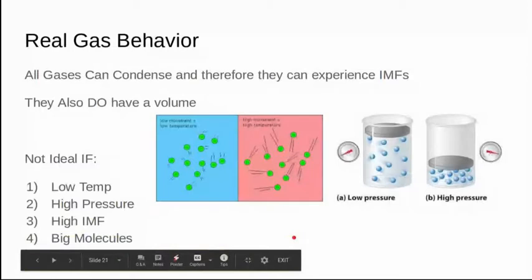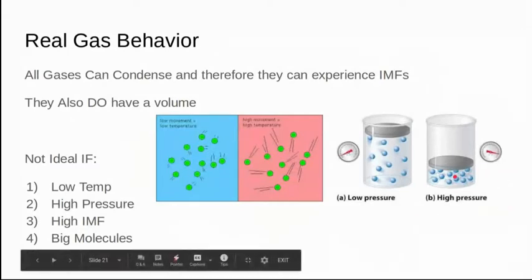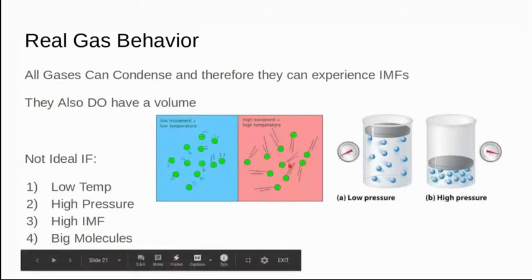Now, everything that we just talked about isn't true because gases aren't ideal. Gases can condense, and when they condense, the particles are closer together and they experience intermolecular forces. And they do take up a volume, whether that be small. So they're not ideal if you have a low temperature. As you can see here, if they're moving very slowly, they're going to get attracted to each other better. Whereas if they're moving fast, you might not have to worry about that.